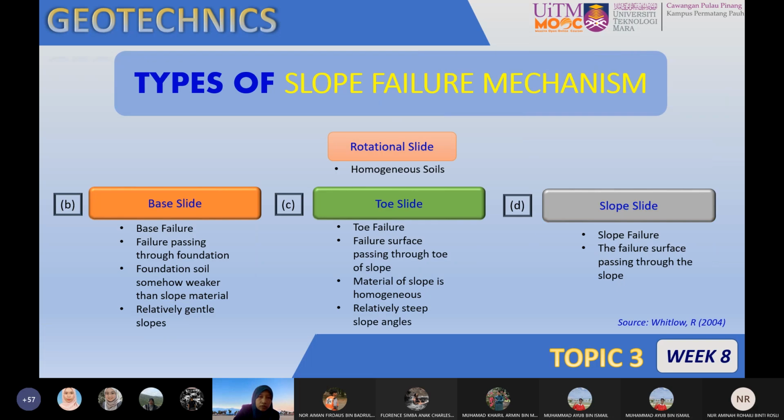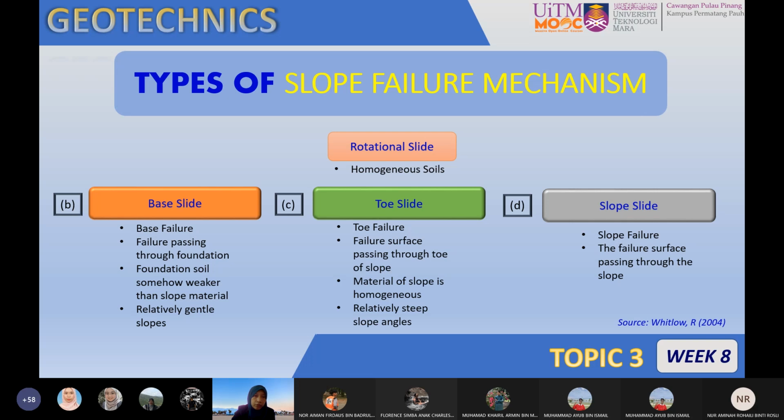And in order to better understand the differences between these categories of slope failure mechanism, mostly the rotational slides, you can see these are the features for B, C and D. For example, a base slide is also called a base failure. The failure passes through the foundation, where the foundation soil is somewhat weaker than the slope material, with relatively gentle slopes.